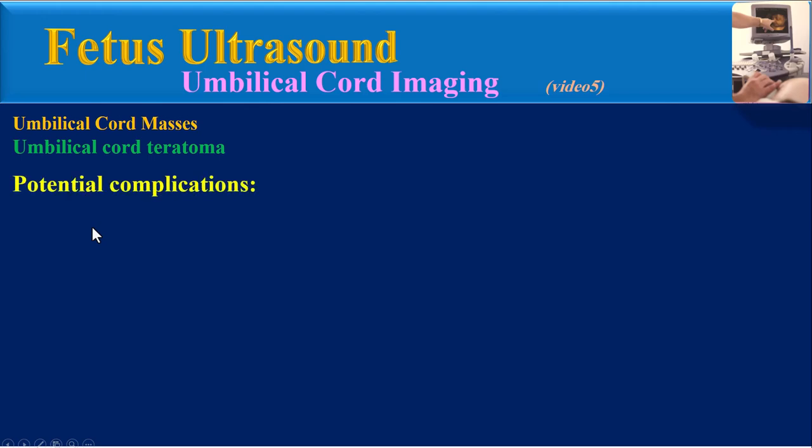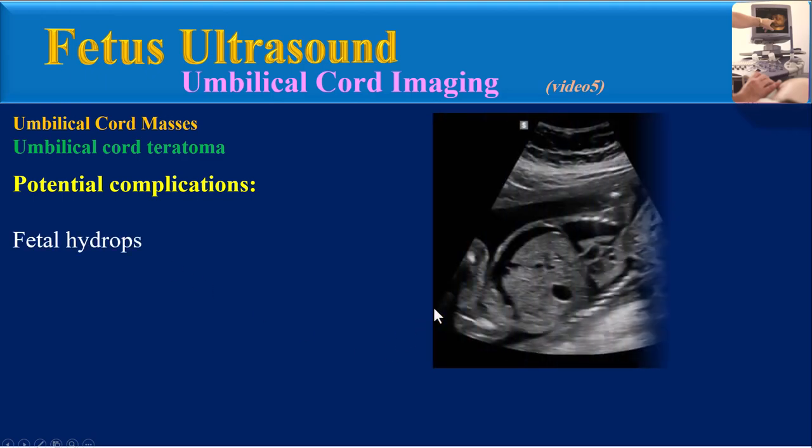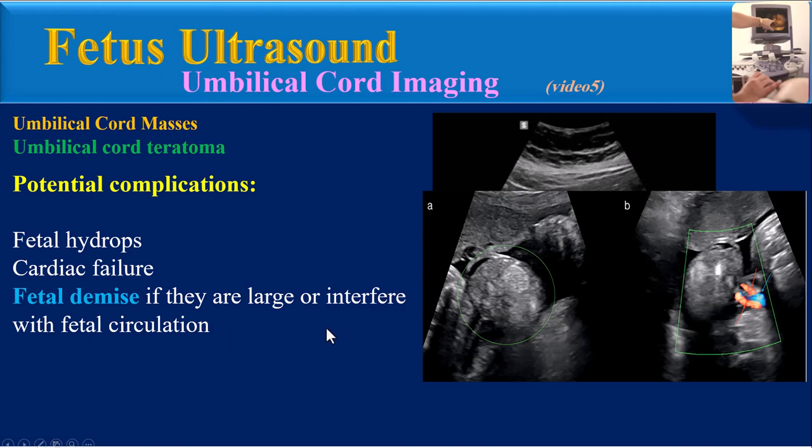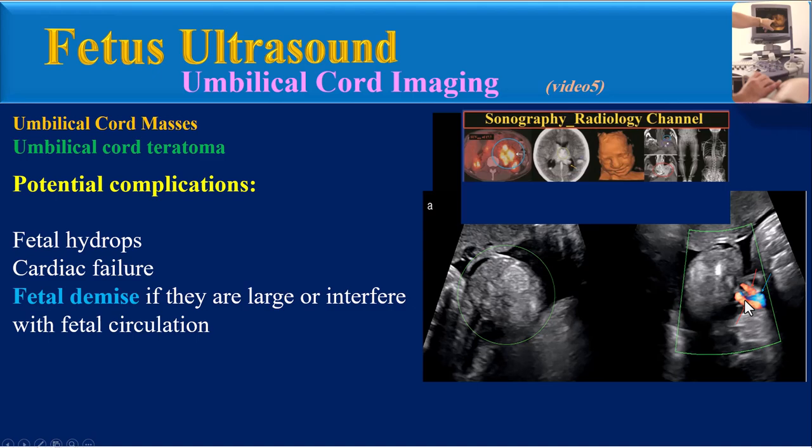Are there any potential complications for umbilical cord teratoma? It can cause fetal hydrops, cardiac failure, or fetal demise if they are large or interfere with fetal circulation. This prenatal grayscale ultrasound image obtained at 37 weeks gestation demonstrates a heterogeneous echogenic mass attached to and involving the umbilical cord. Color Doppler image demonstrates little blood flow within the mass, and the mass is closely associated with the umbilical cord and compressing the umbilical cord vessels.